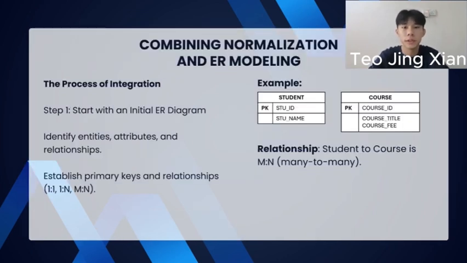So now I'll explain the process of combining normalization and ER modeling in three steps. The first step, we start with an initial ER diagram. We begin by identifying entities, attributes, and relationships. For example, here the student contains student ID and student name. Course contains course ID, course title, and course fee. We define primary keys and relationships like the many-to-many relationship between student and course.